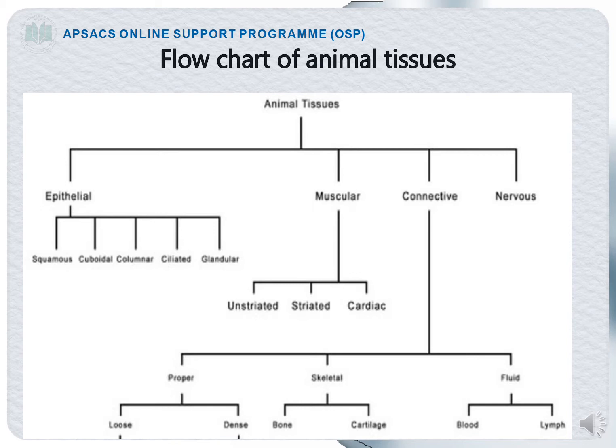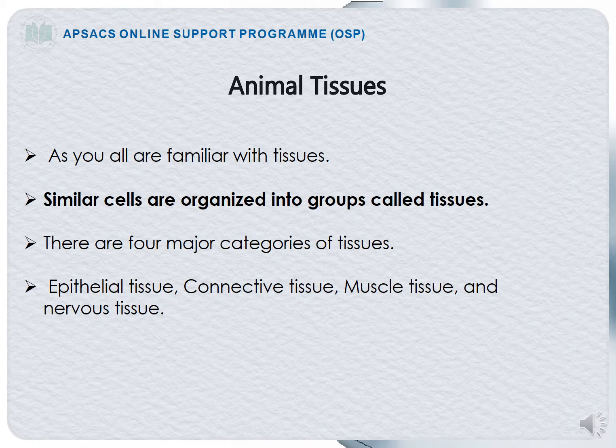Connective tissues have further three types, that is proper, skeletal and fluid connective tissues. Proper has two types, that is loose and dense. Skeletal connective tissues are in bones and cartilage. Fluid connective tissues are in blood and animal tissues.